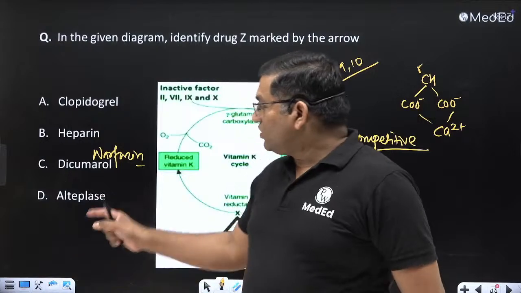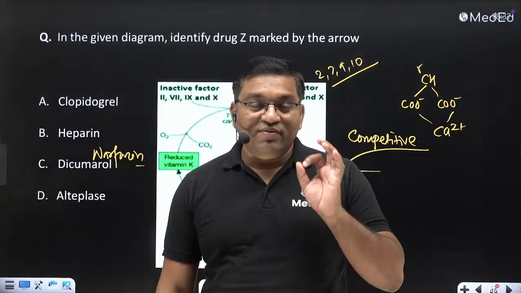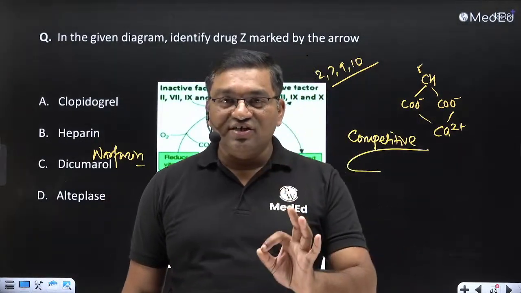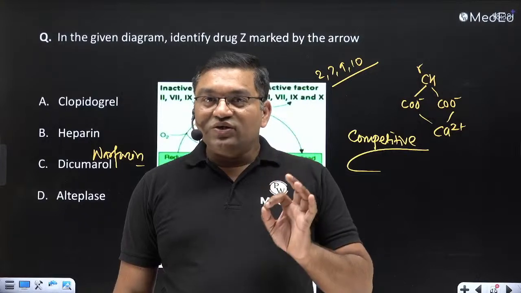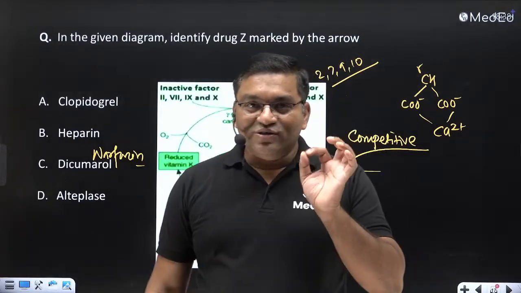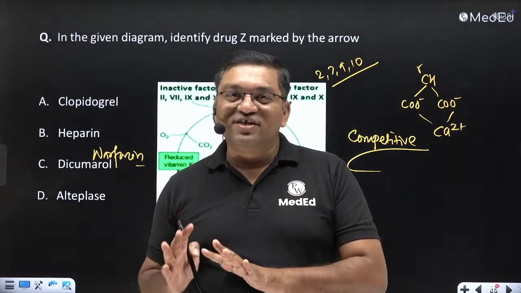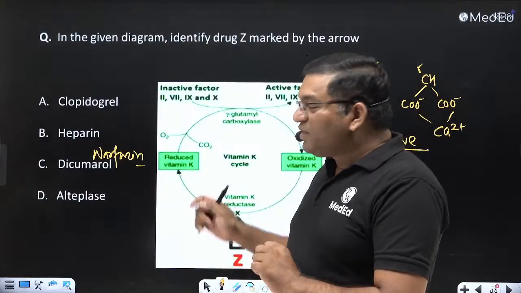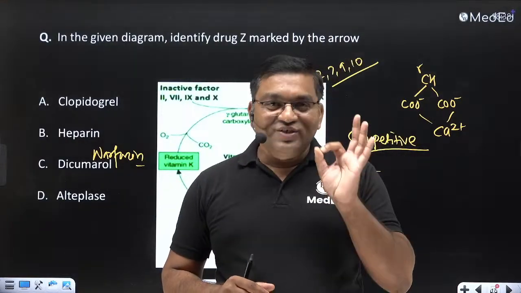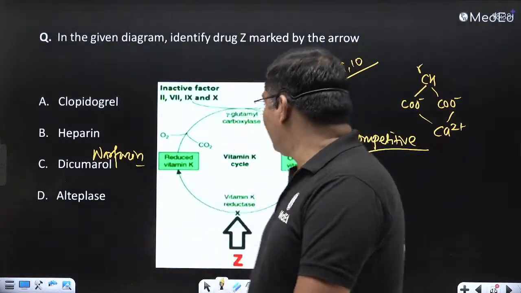So vitamin K causes gamma carboxylation, biotin causes carboxylation, pyridoxal phosphate causes decarboxylation, and thiamine pyrophosphate causes oxidative decarboxylation. अभी क्या क्या बोला मैंने?